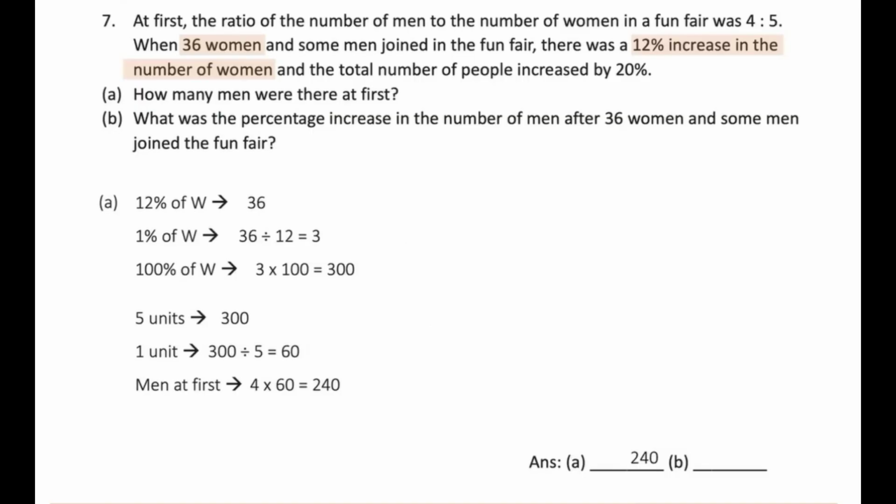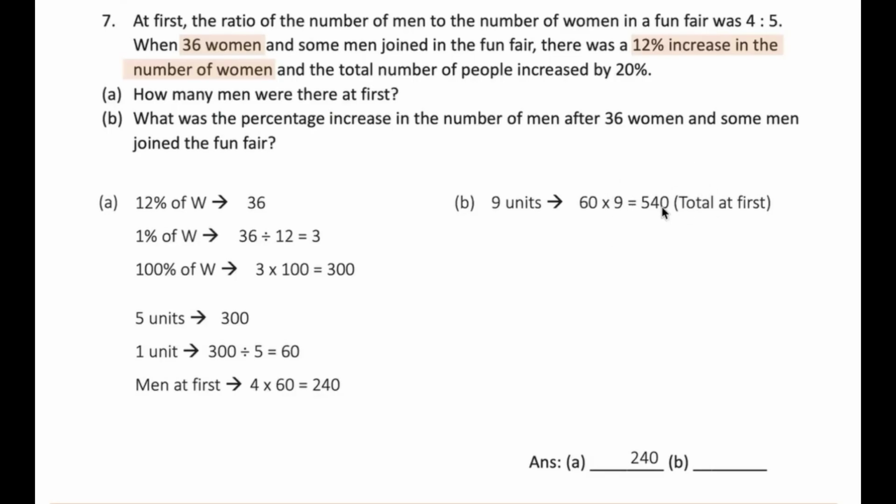Part B. What was the percentage increase in the number of men after 36 women and some men joined the fun fair? The question only asks the percentage increase in the men, right? So for the percentage increase in the men, you must divide by the original number. Okay, let's find out the original number first. The original number is altogether 9 units. So 1 unit is 60. 9 units is 540. This is the original number of men and women at first.